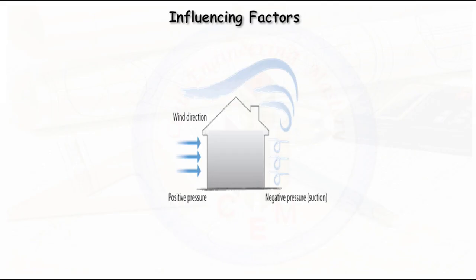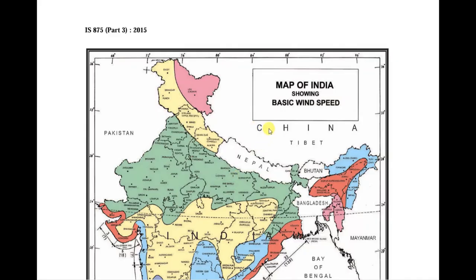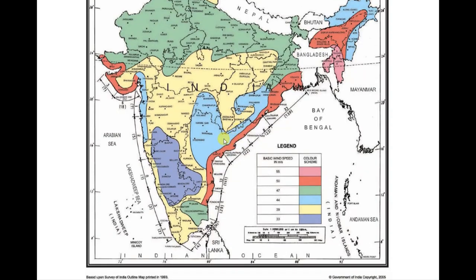Now let's look into the factors influencing the wind speed as per IS 875-2015: location, terrain category, topography, and importance factor. Figure 1 shows the map of India showing basic wind speed. In this map, we have the basic wind speed starting from 33 meter per second to 55 meter per second. So from this we can come to know the minimum wind speed is 33 meter per second and the maximum is up to 55 meter per second.